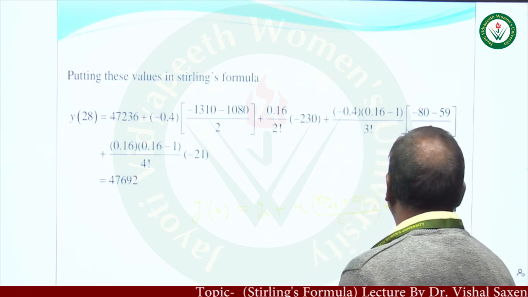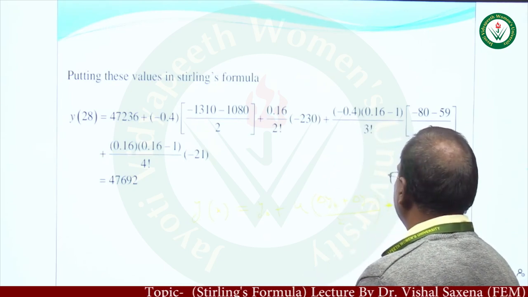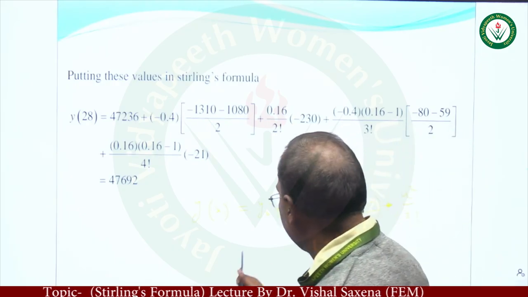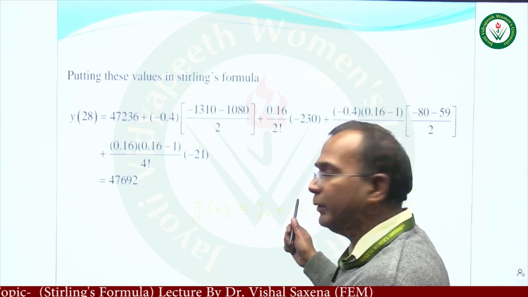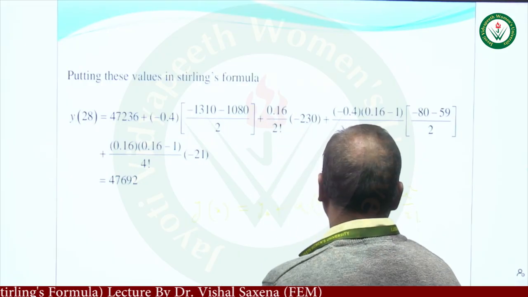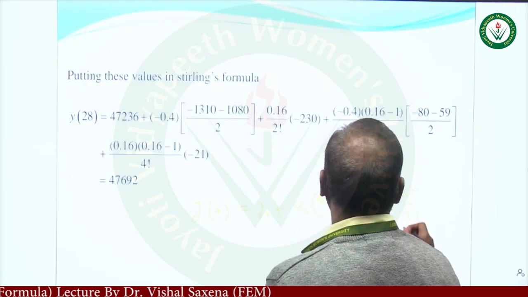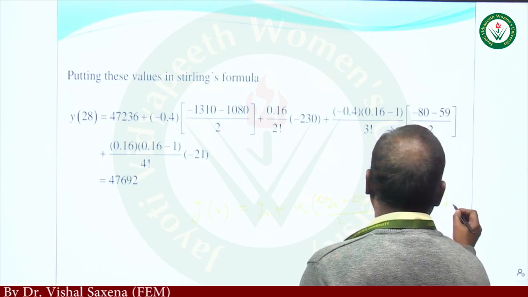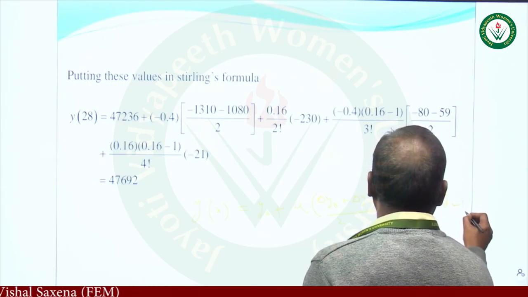It should come there u square upon factorial 2, because look at this one here: the exponent is u to the power 1. So in the next term, it should come in the way of u square upon factorial 2 and del square y minus 1. Okay.